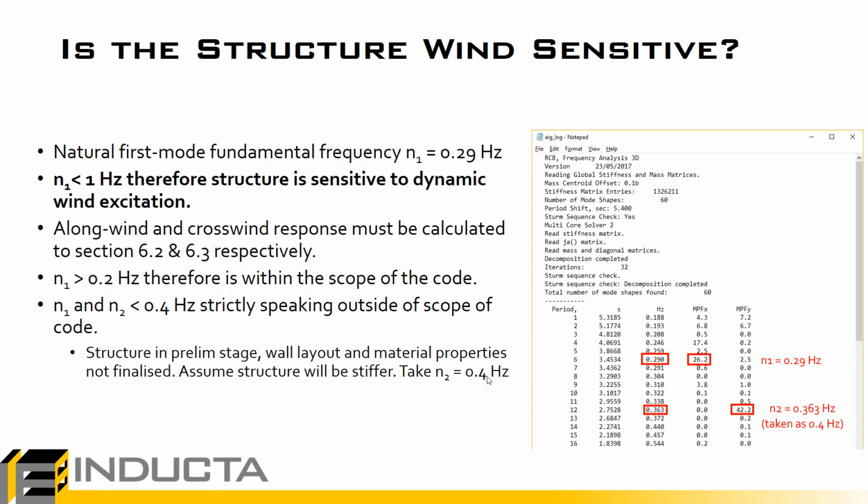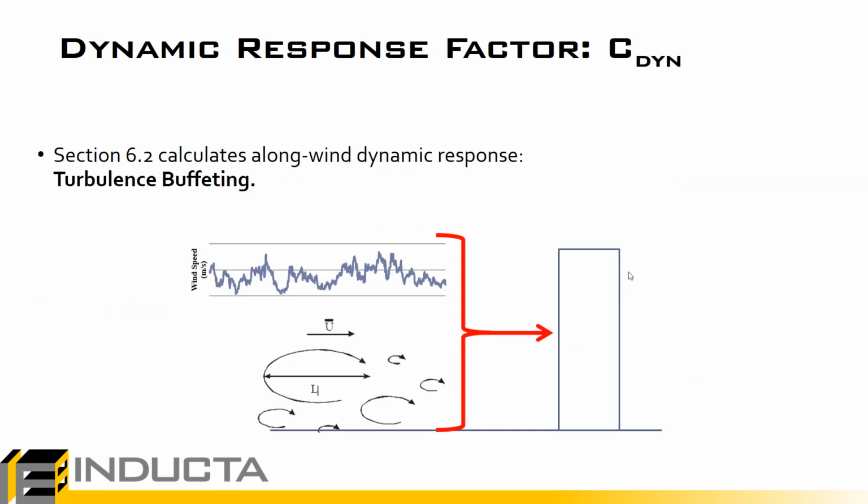So with these natural frequencies determined, we've determined our structure is wind sensitive. So we now go ahead and let the program automatically calculate the along wind response and crosswind response for us. So along wind response, dynamic response factor C dyn. So this is calculated to 6.2, and it's calculating the along wind dynamic response caused by turbulence buffeting.